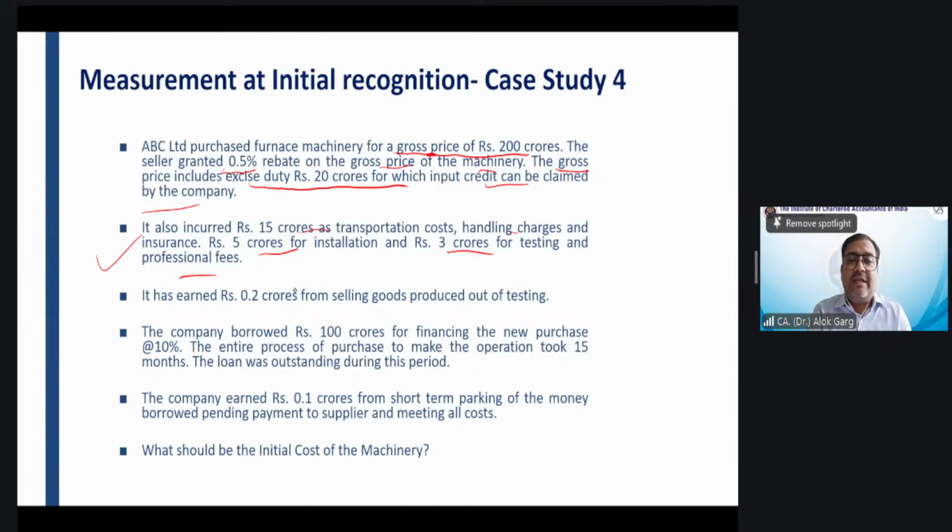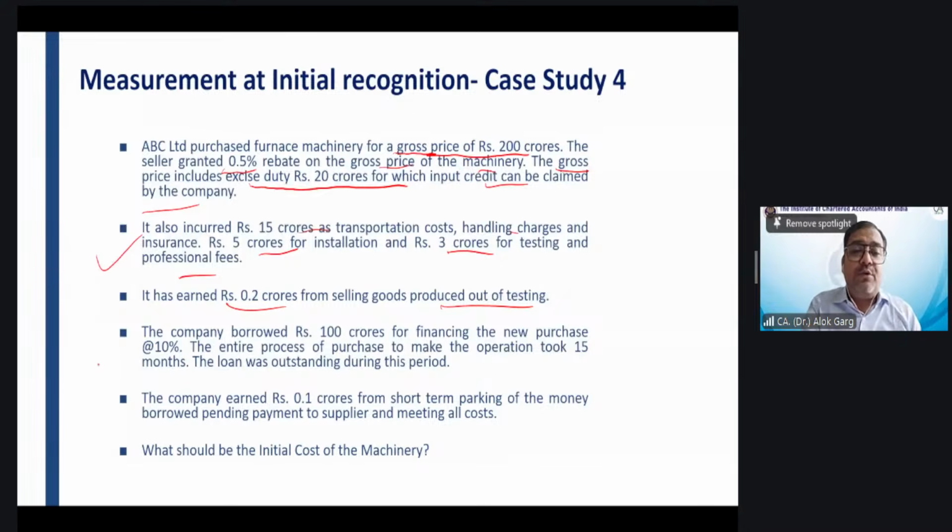It has earned 20 lakh rupees from selling goods produced out of testing. In the trial run phase, the company spent 3 crore rupees, but the company has also earned 20 lakh rupees from selling the goods produced out of the testing phase. So what is the treatment of 20 lakh? Yes, 0.2. You are absolutely right, Manish. 0.2 crore means 20 lakh has to be deducted from the 3 crore. Okay. In a nutshell, 20 lakh will reduce the cost of the asset, cost of PPE.